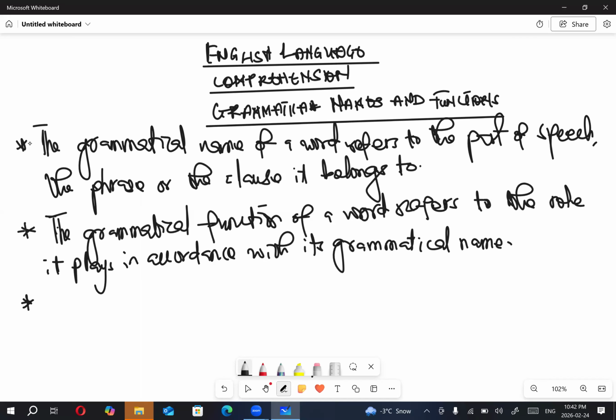Then point three. Now, we said the grammatical name of the word refers to the part of speech, the phrase, or the clause it belongs to. The answer should be one of these three items, okay? Now, let's have an in-depth discussion. If it's a part of speech, then your answer must be clear. You have to be very specific.